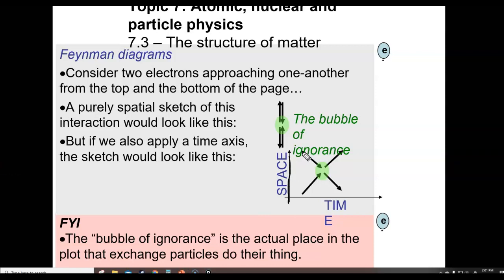Right here we have two arrows, which means we have two particles. The particles are approaching each other in space. Something happens here, and after that, the two particles go away from each other in space. Of course, what's happening is that the exchange particles are being passed back and forth between the electrons. That exchange particle is the photon, and after they exchange that photon back and forth, they repel. The Feynman diagram will help us see that.